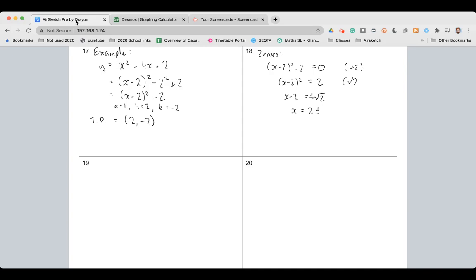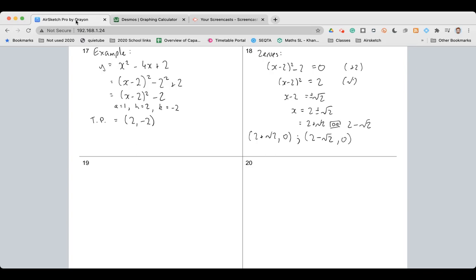So I've got 2 plus or minus root 2 as my answer, which is 2 plus root 2, or 2 minus root 2. They're the two zeros. If you want to be a little bit more precise, and there's nothing wrong with that, you could write them as coordinates, and that would be entirely appropriate to do. (2 + √2, 0), (2 − √2, 0).